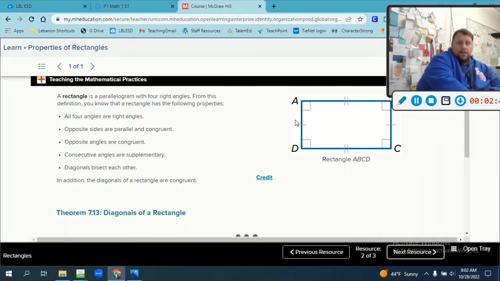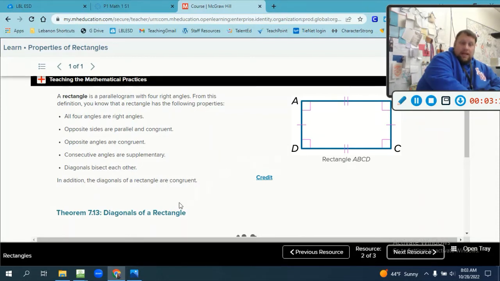Well, that makes sense because they're a parallelogram. Opposite angles are congruent. Again, same deal. And if they're all right angles, they're all congruent. Consecutive angles are supplementary. That's true, even though they're the same. 90 and 90 still makes 180. The difference is diagonals bisect each other, which is true. One other thing that's super important: diagonals of a rectangle are congruent.